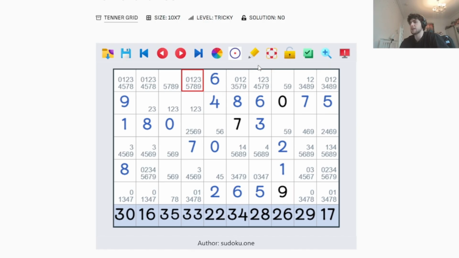Okay, and now that we've locked this cell in as a 9, if we look at this column here, if this cell's a 5, the maximum sum we get is, well, 18, 26, 29, 34. So this cell can't be a 5 because we need that sum to be 35.